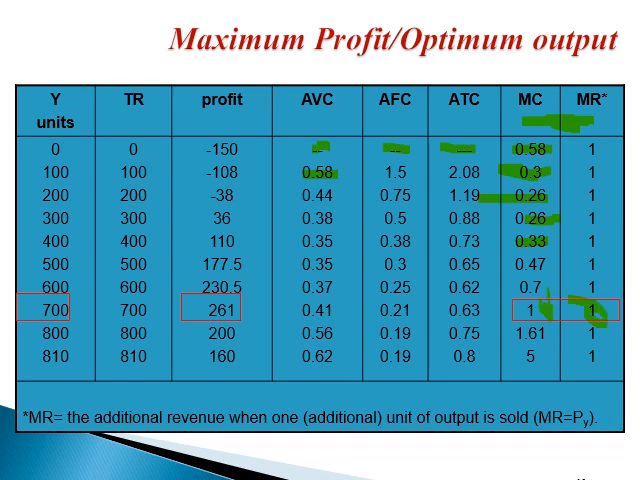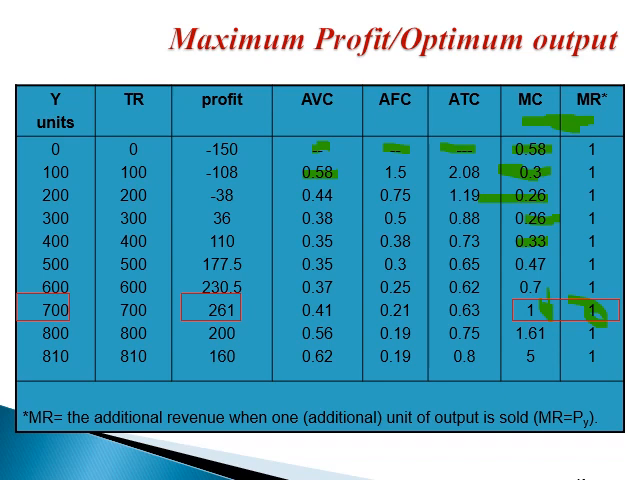Okay? And in that case, you will see that the level of output that maximizes the profit will be 700 units. It is not necessary to have identical equality between marginal cost and marginal revenue. But the economic rule tells you the following. If you, as a producer, want to maximize your profit, and you are operating in a perfectly competitive market, you have to produce the level of output at which the marginal cost of output is equal to the marginal revenue of output.